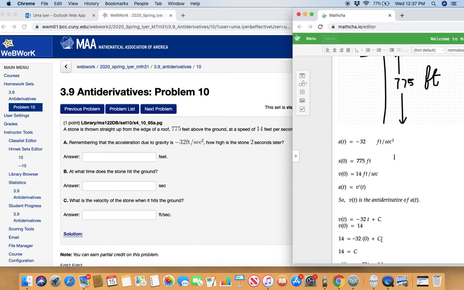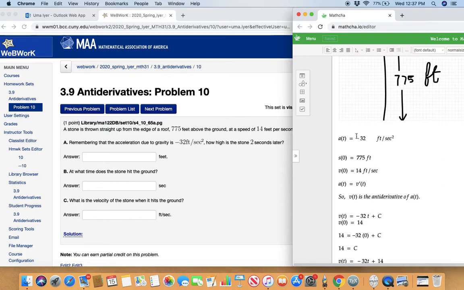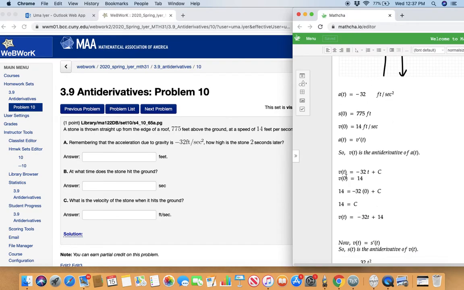Now, starting with acceleration, they have told us it is negative 32 feet per second squared. Acceleration is the derivative of velocity, v prime of t. Derivative of velocity is acceleration. So, on the flip side, velocity is the antiderivative of acceleration. So if acceleration is negative 32, you want to take the antiderivative. Now the variable is t, mind you.